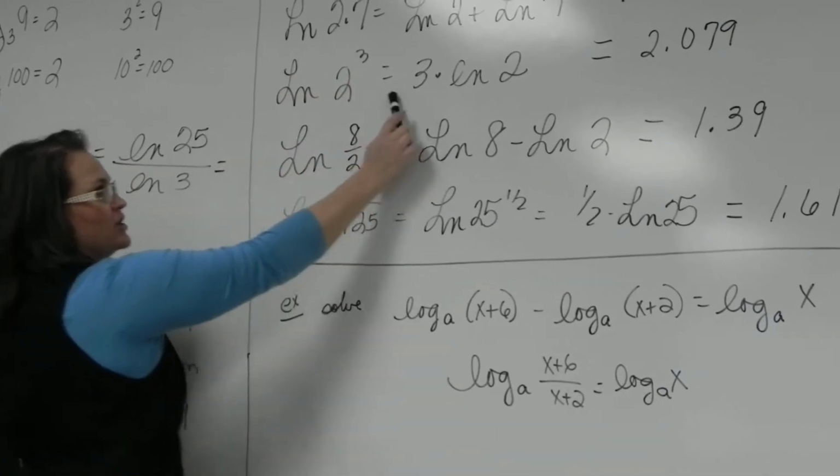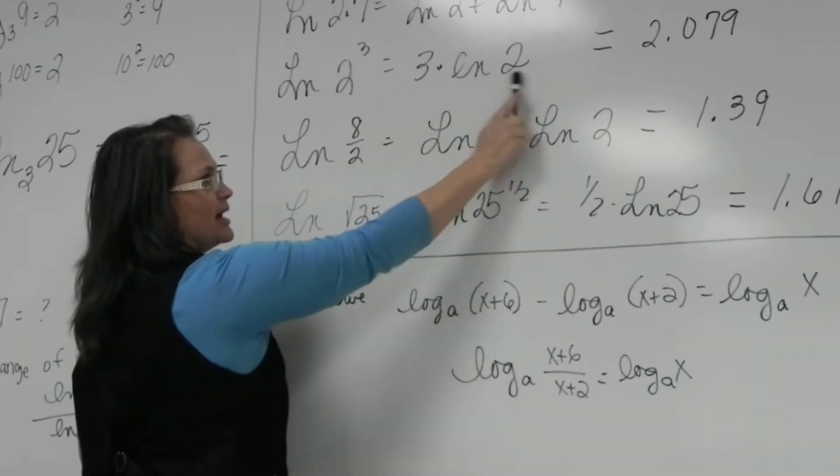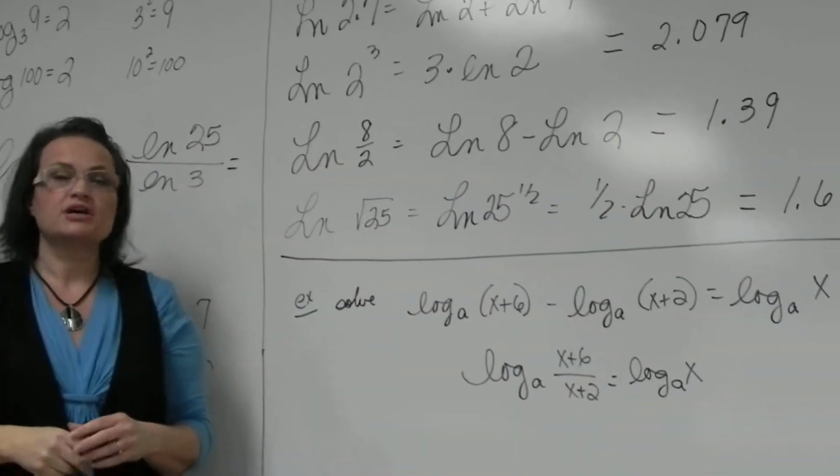Exponent multiplier. So notice that 3 multiplied by ln of 2, if you type it in this way on your calculator, you should get the same result. The rule works either way.